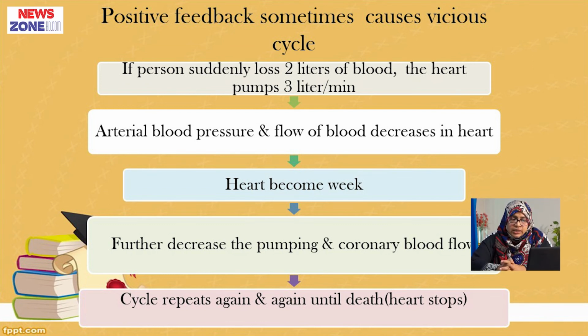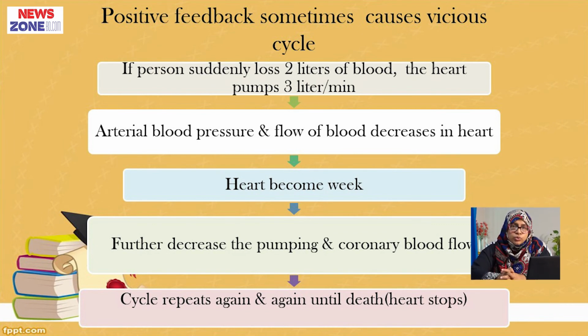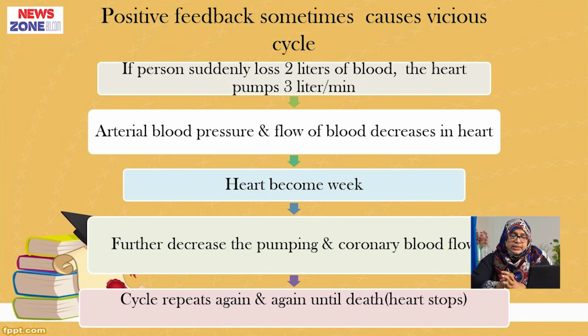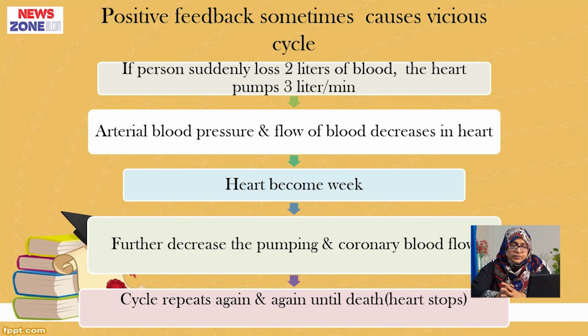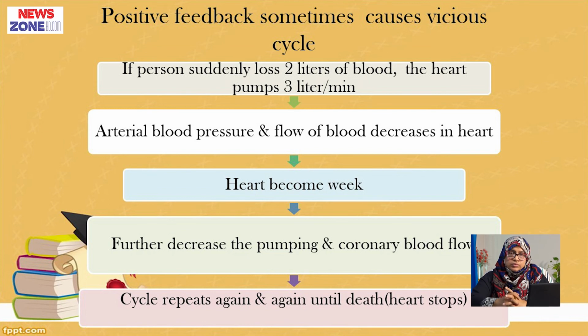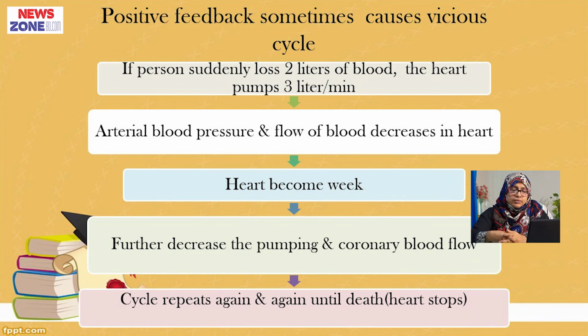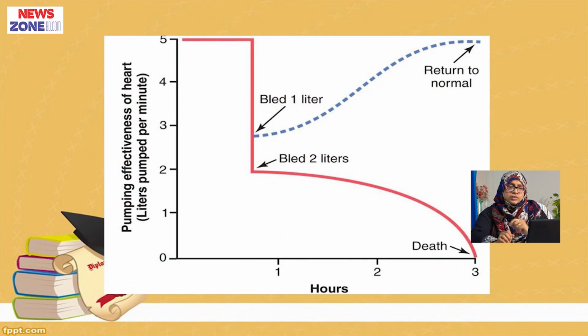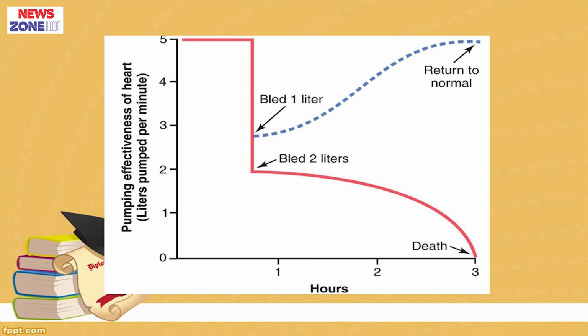As a result, arterial blood pressure falls, so the heart gets less blood supply, and then it becomes weak due to less coronary blood supply. In this way the cardiac output decreases, and so ultimately it gets even less blood supply, and if this process continues, then the heart stops beating.